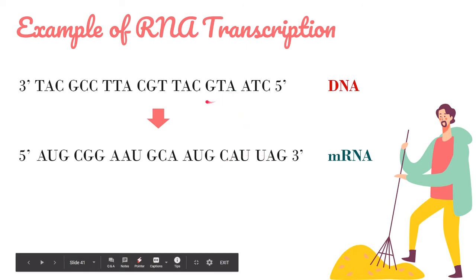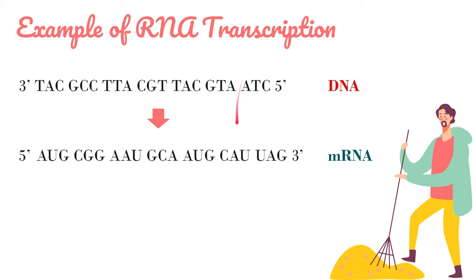So you also have here G will be copied as C, T will be copied as adenine here. A, instead of being copied as T, will be written as uracil. Then A again, uracil, U is into A, C into G.